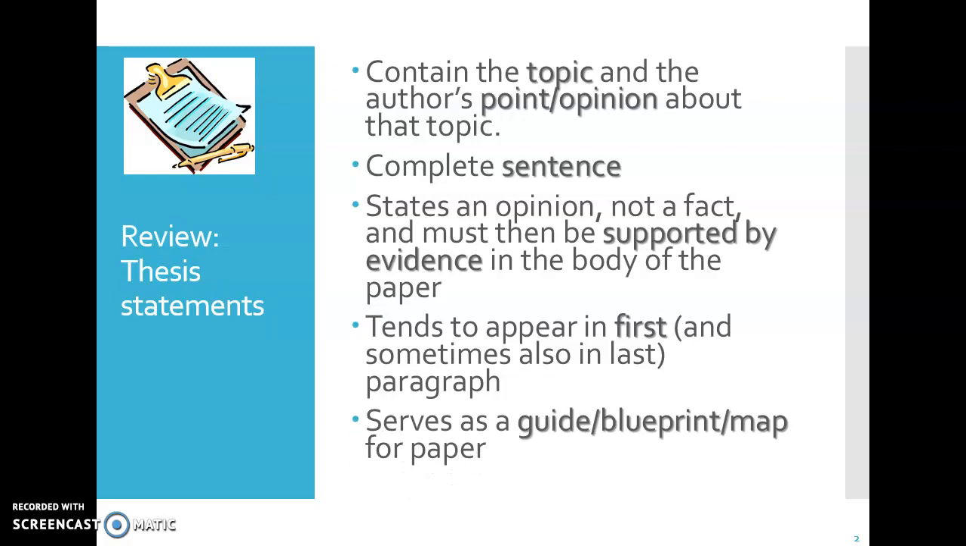And you could say it serves as a guide or a blueprint or a map for the paper. Maybe. If that doesn't help you, think of it as a hyper summary of the paper. It's summing up your opinion about that paper and what you're going to say about it in one concise sentence.